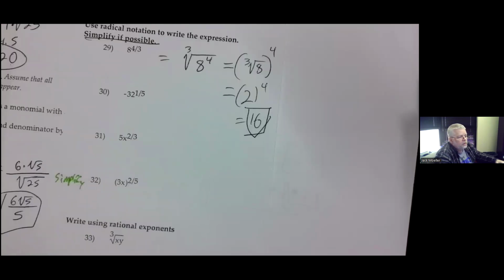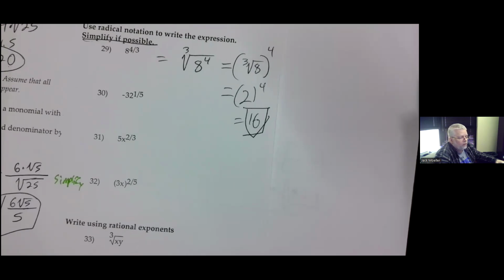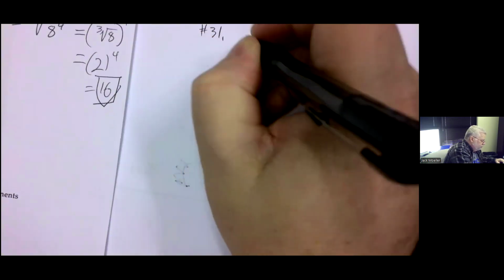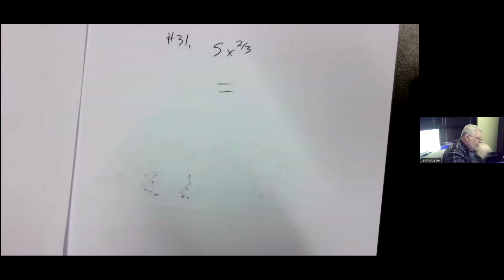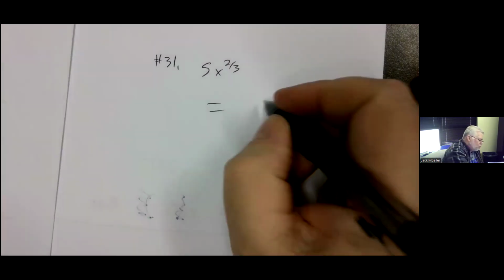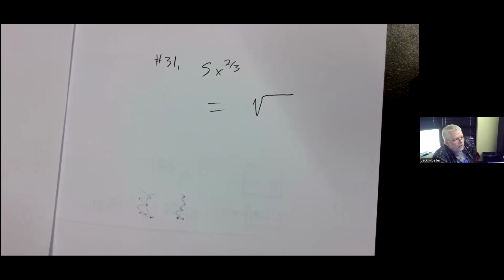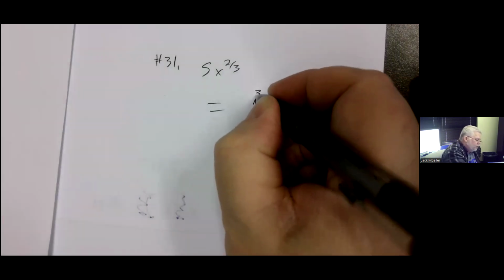All right. Use radical notation to write the expression, simplified as possible. So how do we write 5x to the 2/3 in radical notation? Radical notation means I need some sort of square root, cube root, or so. First of all, what's the index on the radical? Square root, cube root, what? Well, the denominator is 3, so we're dealing with a cube root.